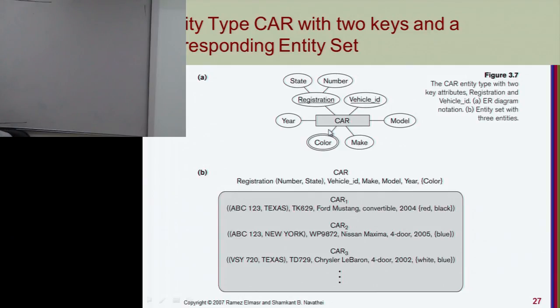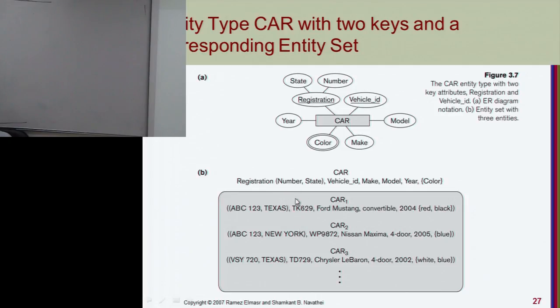This is an entity type, car. We have many cars in our garage. So we have car 1, car 2, car 3. Every one has specific values for each one of these attributes. So every one of these, car 1, is an entity occurrence. So car in general is the type. It is the entity type, while car 1 is an entity occurrence.